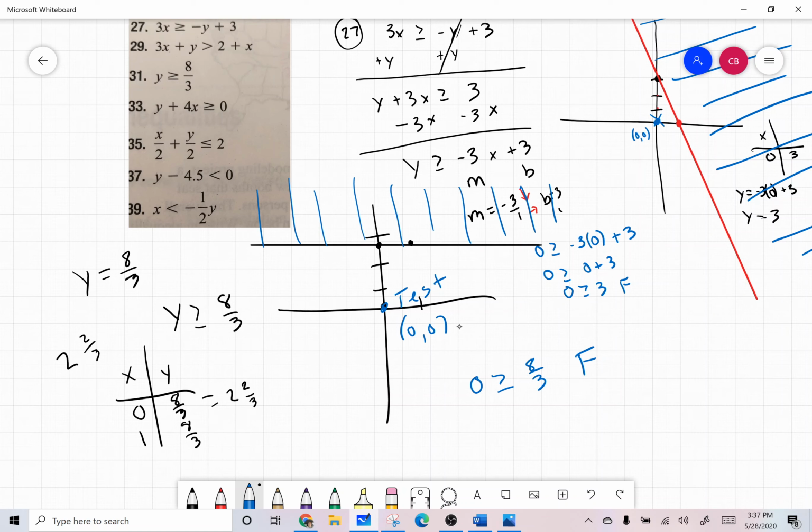I hope this helps you. Just keep doing your best. Always solve for y and then treat it like it's a graph of y is equal to something. Then hopefully from that you'll be able to at least get the line and determine if it's solid or dotted. That's the second step. And then do the shading. That's the third step. Thanks.